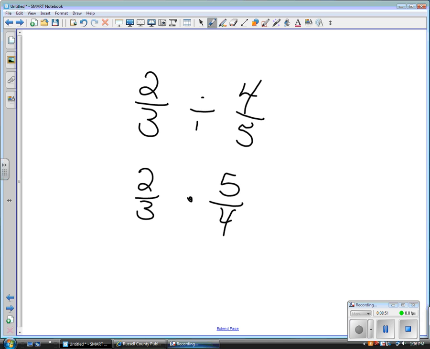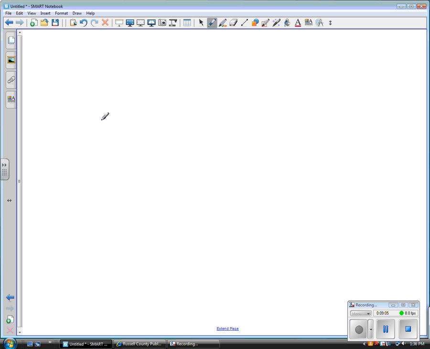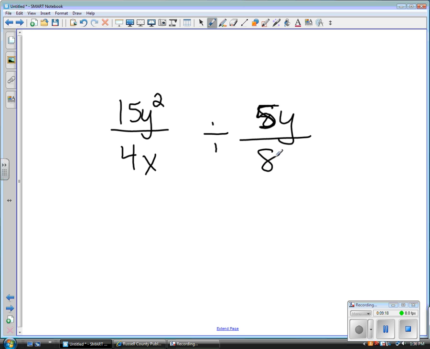Okay. So, first number stays exactly the same. I change the divide to a multiply, and I take the reciprocal of the second number. So now, what you're going to have is this. Divide 5y over 8x cubed. That's a 5, guys. I'll make a mistake again.